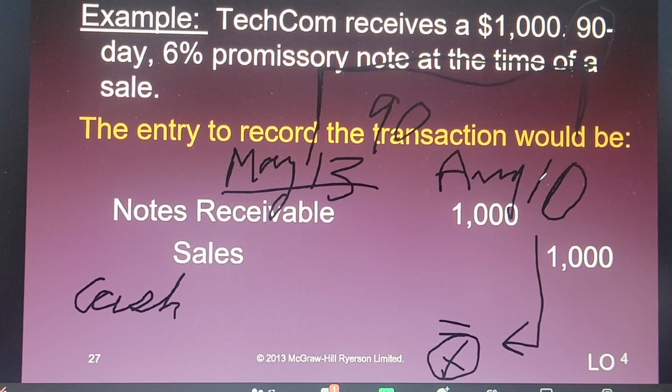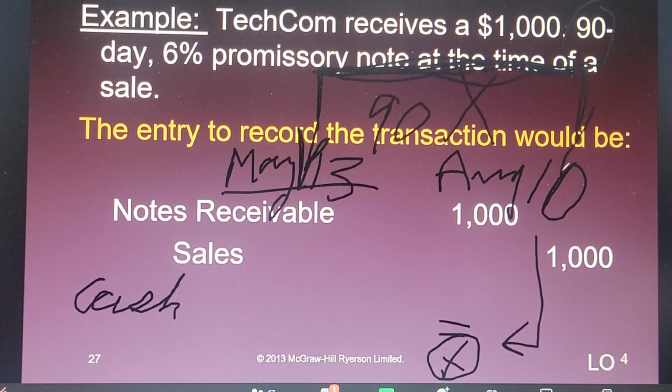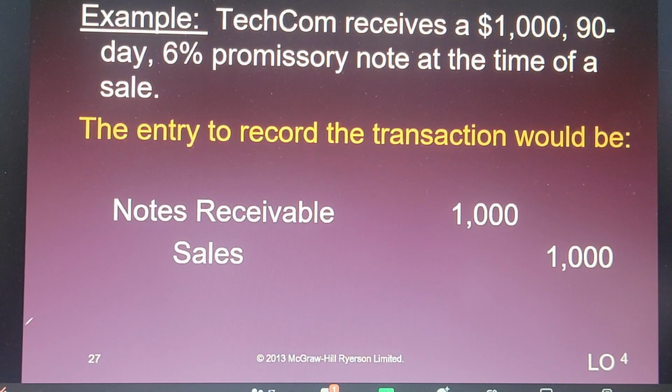This is between May and August, right? So nothing would happen in the middle, between the issuance of the note and the maturity of the note. Okay? Nothing will happen. In the other example that we're going to work on, what's the difference?